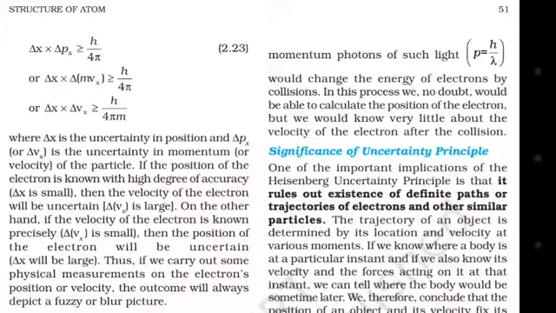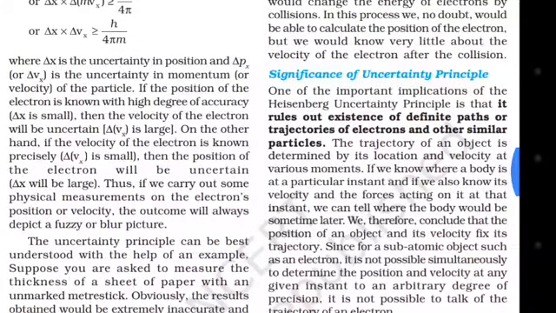velocity of the electron will be uncertain. Delta Vx is large. On the other hand, if the velocity of the electron is known precisely, delta Vx is small, then the position of the electron will be uncertain, delta x will be large. Thus, if we carry out some physical measurements on the electron's position or velocity, the outcome will always depict a fuzzy or blurred picture. The uncertainty principle can be best understood with the help of example.